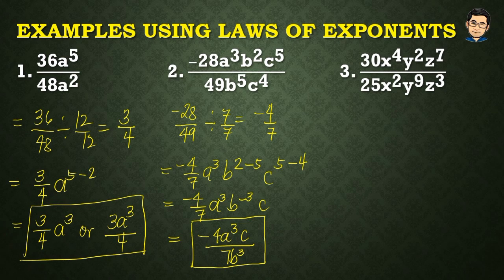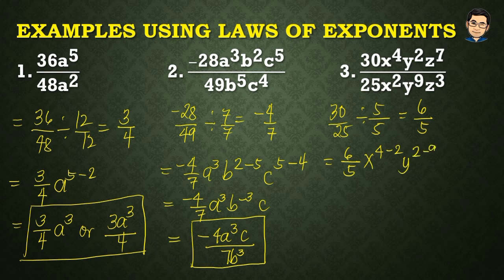Next, 30x to the 4th power y squared z to the 7th power all over 25x squared y to the 9th power z cubed. So the greatest common factor of 30 and 25 is 5. So 30 divided by 5, that is 6. 25 divided by 5, that is 5. So copy lang natin 6 over 5. And then, dun tayo sa mga variables, x raised to 4 minus 2, y raised to 2 minus 9, z raised to 7 minus 3.